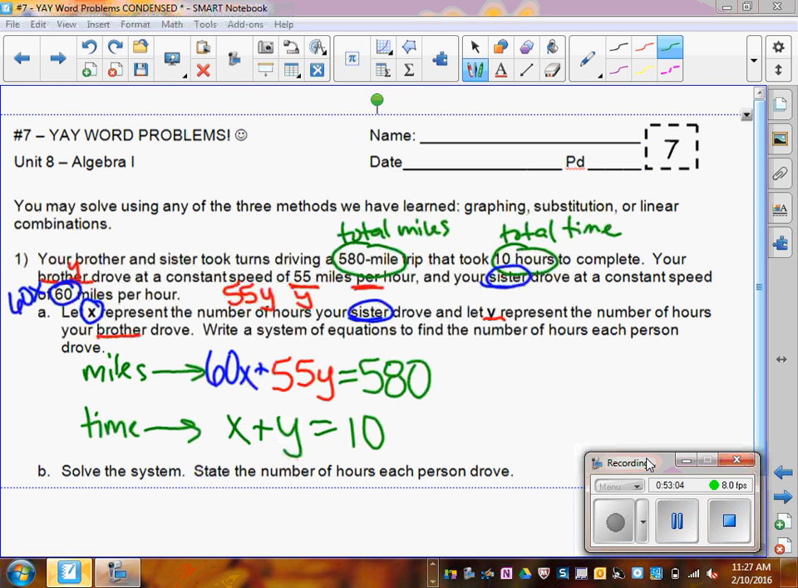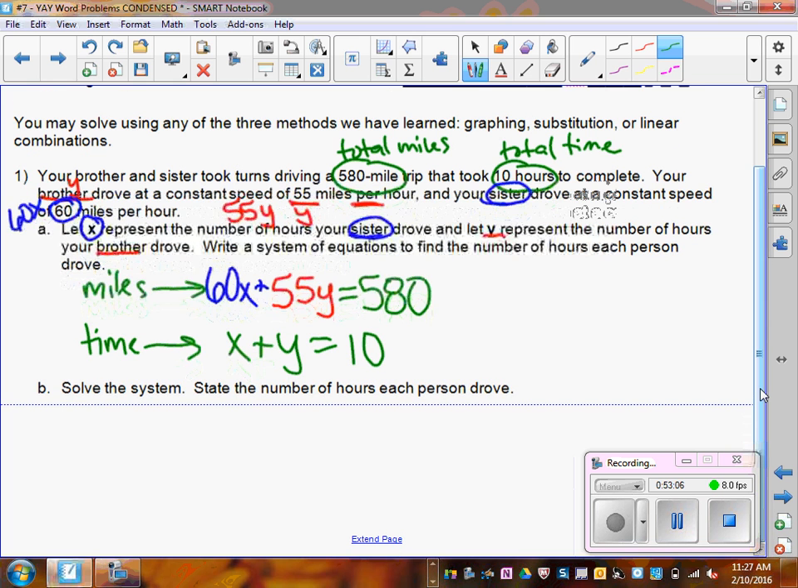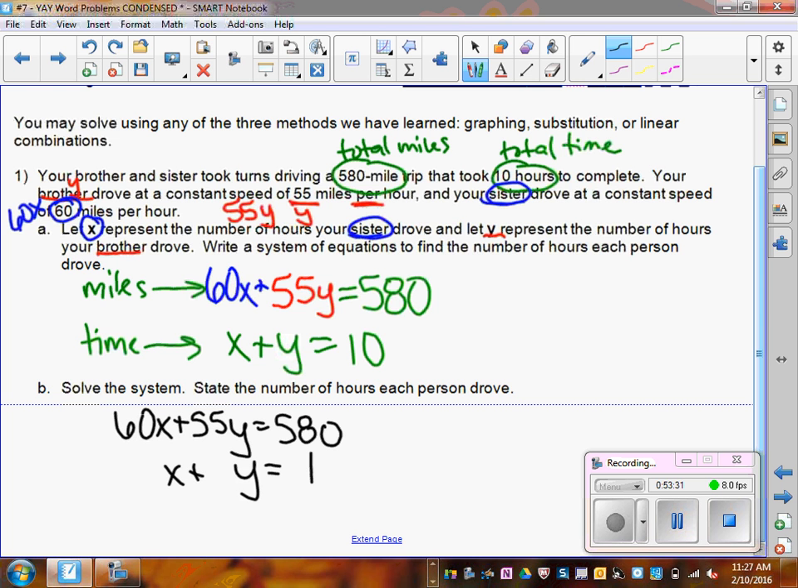So now, letter B. Solve the system, state the number of hours each person drove. So, again, you can do either substitution or elimination. Since I did substitution the last couple times, I'll go and do elimination here. Alright, so I'm going to rewrite out my equations. 60x plus 55y equals 580. And then we have x plus y equals 10.